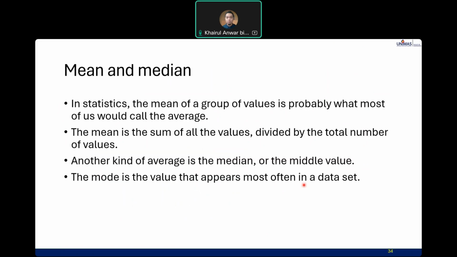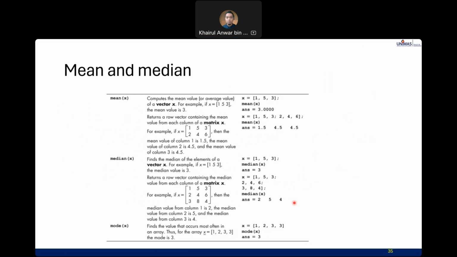Mean and median are on page 97. In statistics, the mean of a group of values is probably what most of us would call the average. The mean is the sum of all the values divided by the total number of values. Another kind of average is the median. The mode is the value that occurs most often in a data set. This is 3. So average: mean, median, and mode.